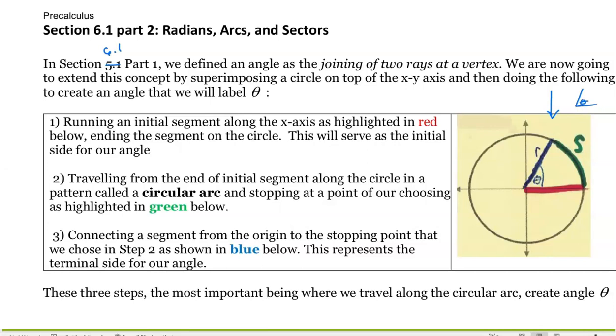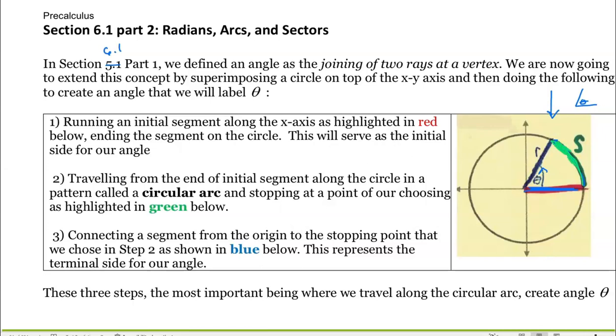We're just putting it inside a circle. So running an initial segment along the x-axis, so that means it's in standard form. Okay, we're going to put it here, and we're going to open up this way in a positive direction. Okay, so we're starting there, and we're going to move up along this circle. Okay, traveling from the end of the initial segment along the circle in a pattern called a circular arc. Okay, and stopping at a point of our choosing as highlighted in green. So let me change that to green so I don't unhighlight the highlighting.